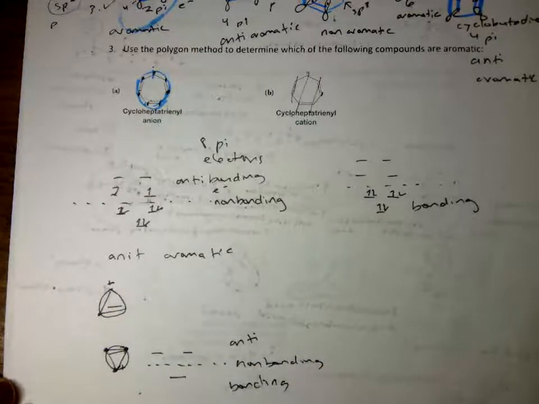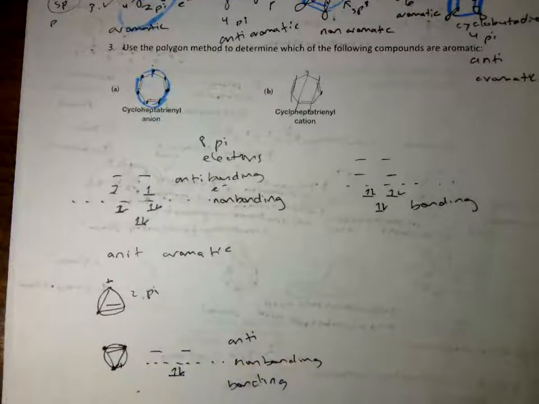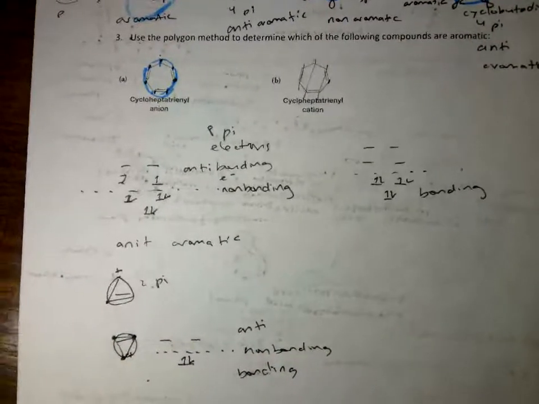And then you fill in your pi electrons. So there's 2 pi electrons here. So 1, 2, they're both in bonding. So that shows that these 2 pi electrons are both part of a bonding situation, and they're going to be stabilized because of it. So that's just a few practice problems for you.